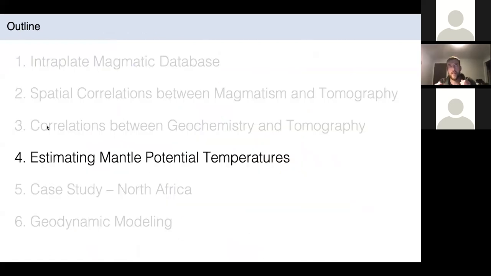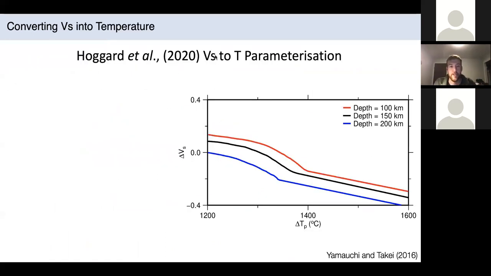Now, although we believe that our trace element concentrations and shear wave velocities are affected dominantly by temperature variations, we need to be able to directly compare these two observations within the same framework. So to do that, we're going to take our trace element data and our shear wave velocities and convert both into temperature. To change shear wave velocity into temperature, we're using the parameterization of Hoggard et al. 2020, which is based on the anelasticity equations of Yamauchi and Takai 2016.